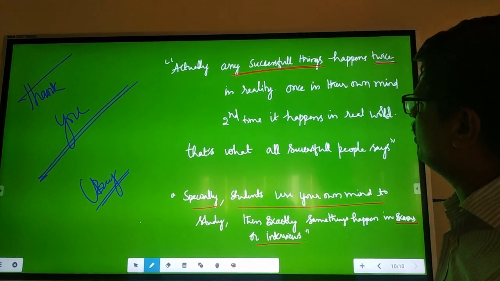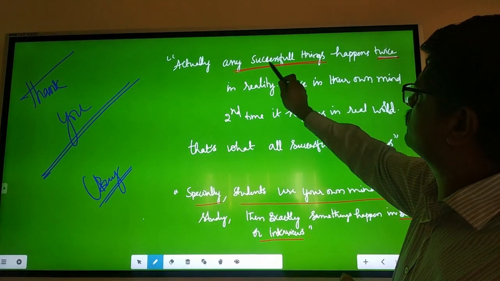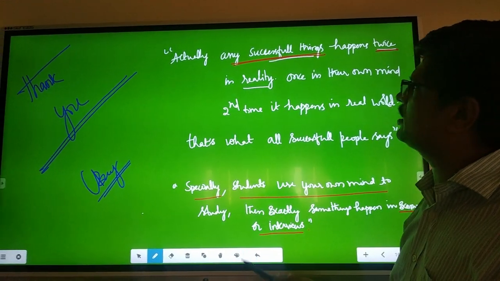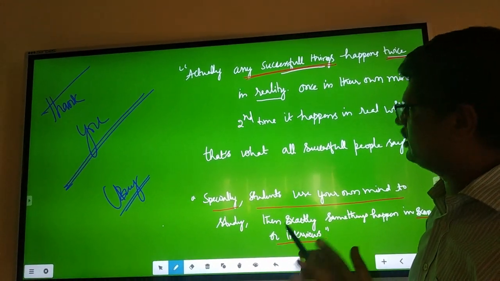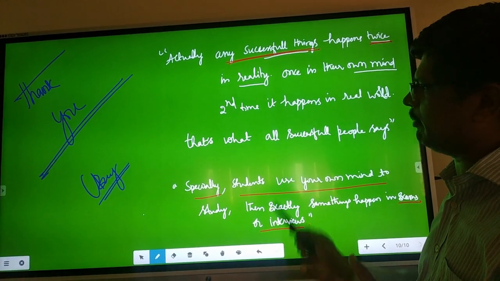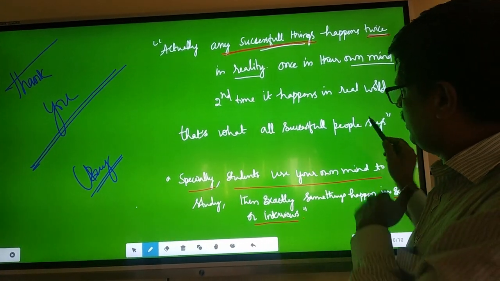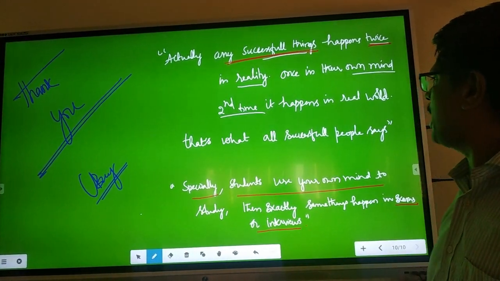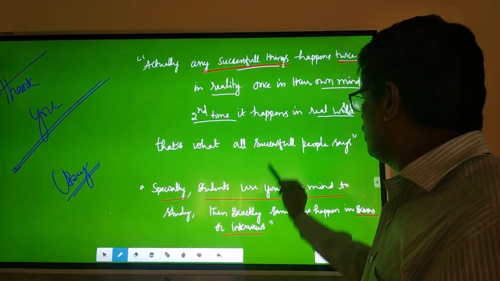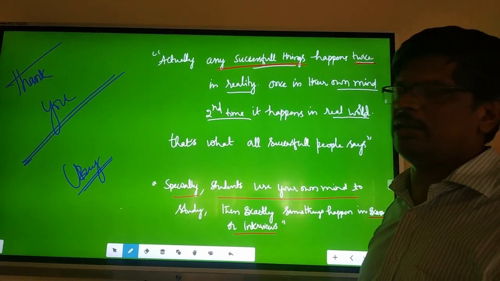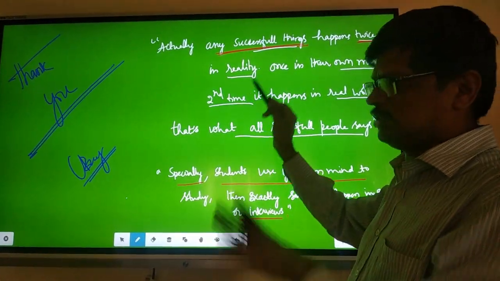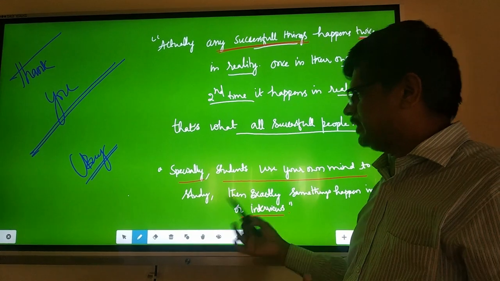Thank you very much. Let me tell this quote before finishing. Very important. What does this say? Any successful thing actually happens twice in reality. Once in their own mind. If you ask sports players, the exact thing will happen in their dreams, then only it will happen in the field. The second time, it happens in the real world. That's the reality which we are all seeing. That's what all successful people say. If you ask them, they will exactly reproduce it because it happened in their mind once.